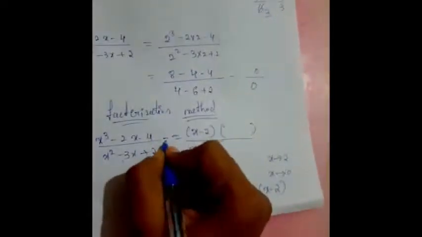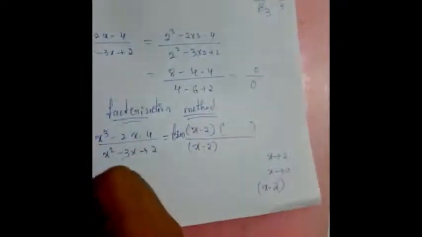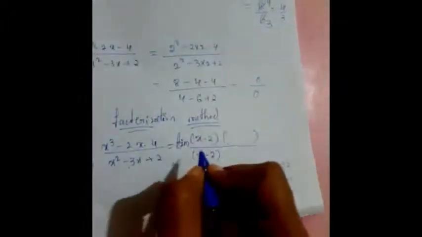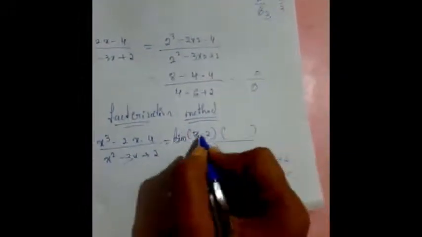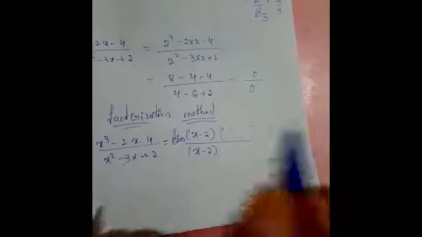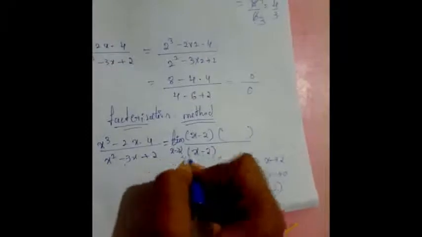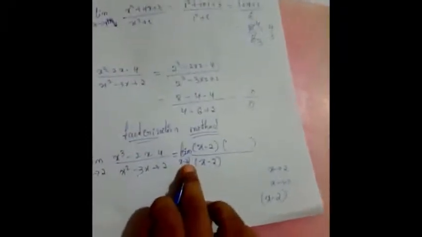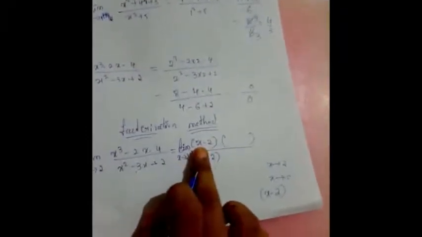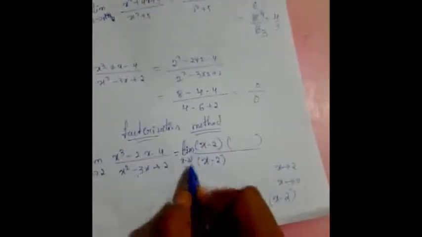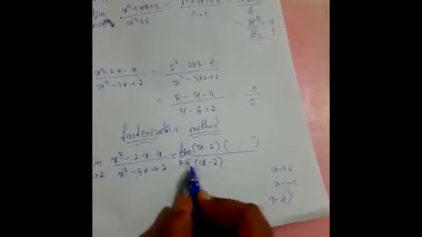So don't forget to put the limit here, because we are not directly doing direct substitution. That's why, if you put the next thing in terms of x, then you have to compulsorily put the limit value. Limit x tends to 2 only, you have to put. If you put some value in place of x, then don't write the limit. Don't do both at a time.